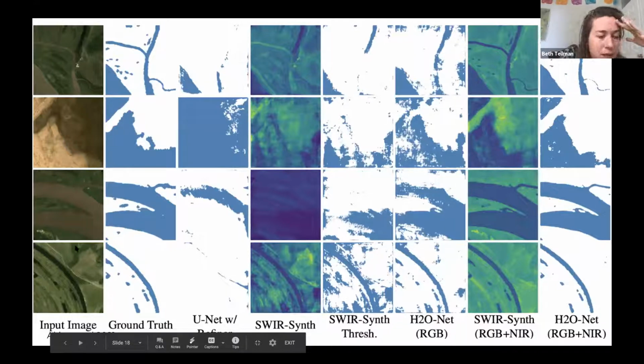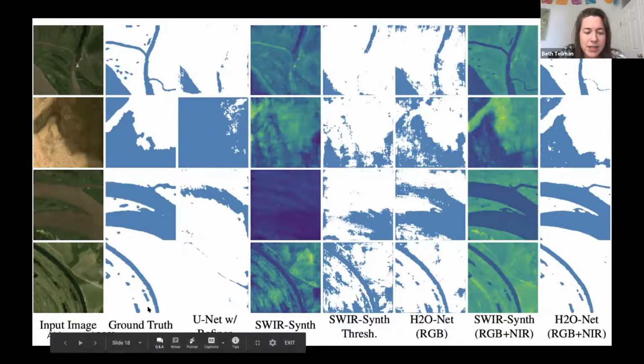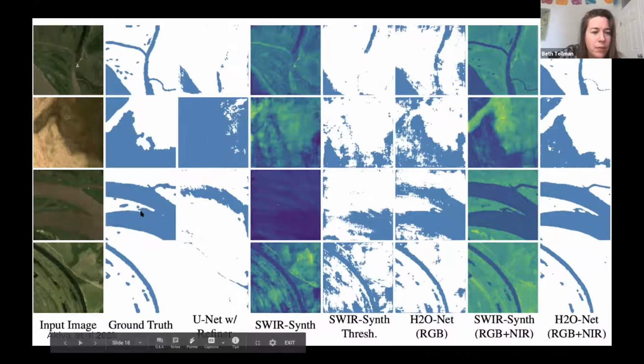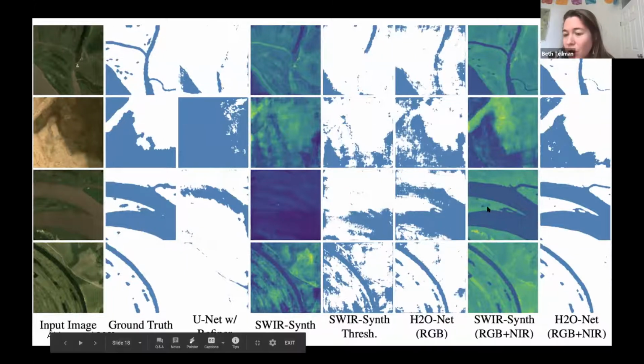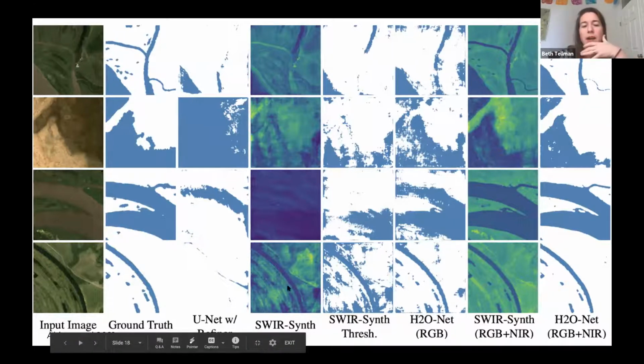These are Planet input images here on the left. This is the ground labeled data here in the second column. UNet is a really classically used machine learning algorithm. Doesn't do such a great job just using automated labels. But if you add in this synthesized, this fake SWIR band that we've made using generative adversarial networks, and you include it in the model, H2ONet, this is our new algorithm, you can get a much better flood prediction that's gonna outperform traditional machine learning or just thresholding on a SWIR band.